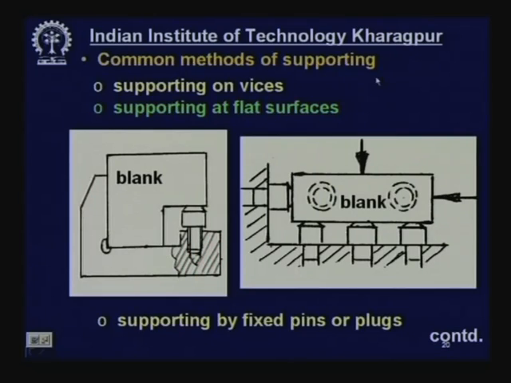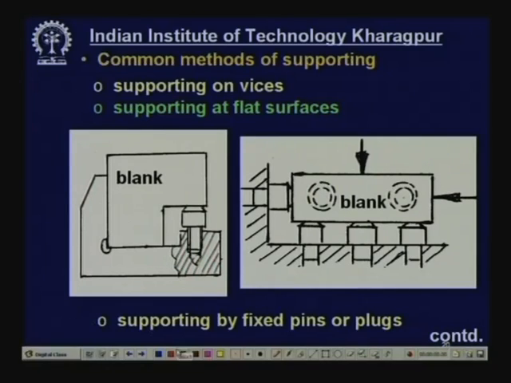Now, common methods of supporting on vices, which is done in say a drilling machine, milling machine as usual without fixture. Of course, a vice can be considered as a fixture, a low level fixture. Supporting at flat surfaces. Now, here the job is supported at flat surface 1 and flat surface there. Supporting by flat surfaces, supporting by fixed pins or plugs. Now, here the flat surface will be supported by 3 pins and there are 2 more pins from the back side and so on.